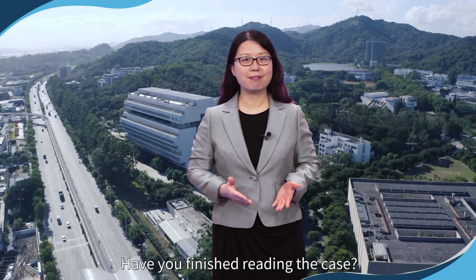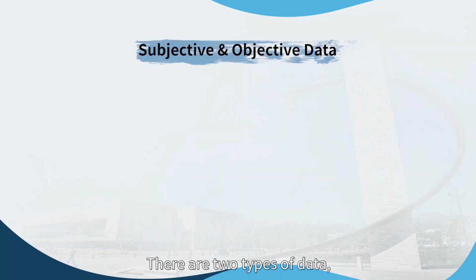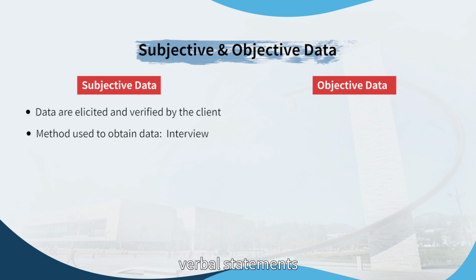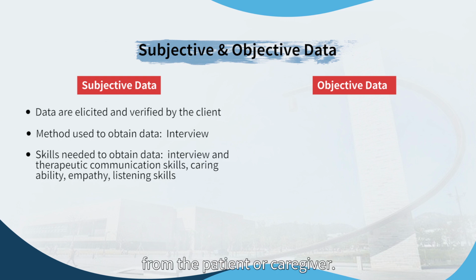Welcome back. Have you finished reading the case? Excellent. There are 2 types of data: subjective data and objective data. Subjective data can be verbal statements from the patient or caregiver. Data include the patient's feelings, complaint of symptoms, perception of personal health status, and etc. Nausea, pain, and feeling of fear are examples.